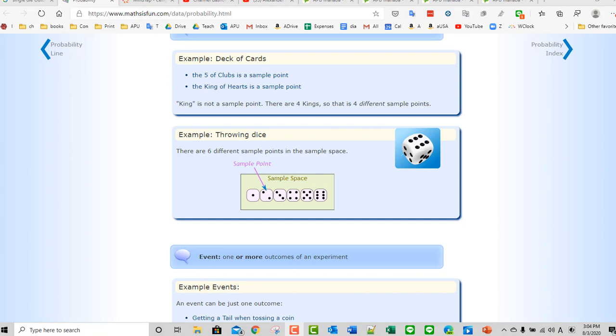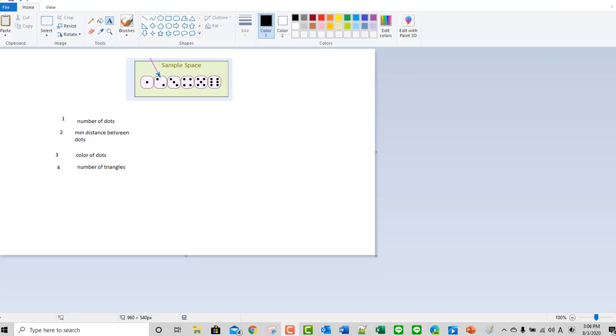So with that kind of thinking, we can introduce the idea of what we mean by a random variable. I came up with these 4 different ideas. The first one is the one that we would always think of: the number of dots on the top face of the die. But I also came up with the minimum distance between the dots, the color of the dots, and the number of triangles that you could form.